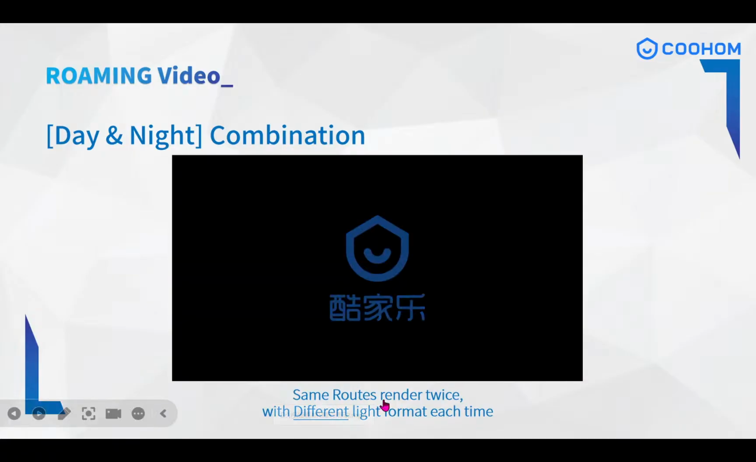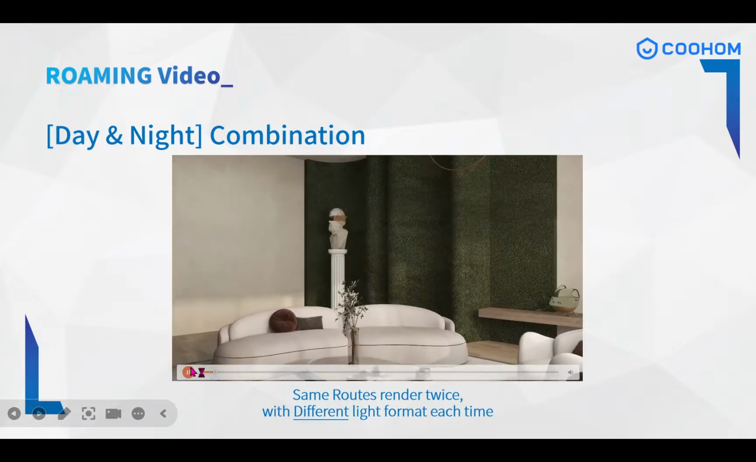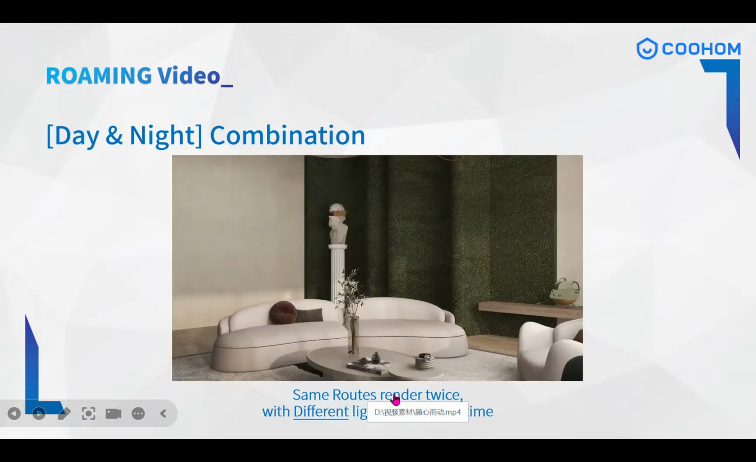Okay, what you need to do is stay with the same routes. Same routes, render twice. So you can have that kind of a result with exactly the same camera moving, but each time of the render you use a different light. First the daylight, and the second the night, and then you need to cut.